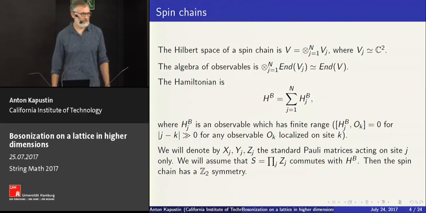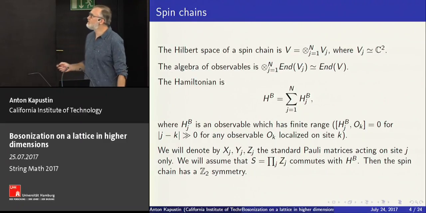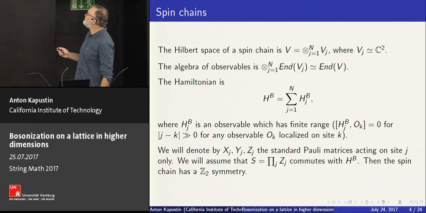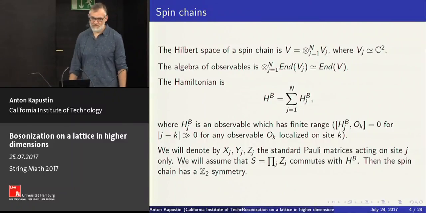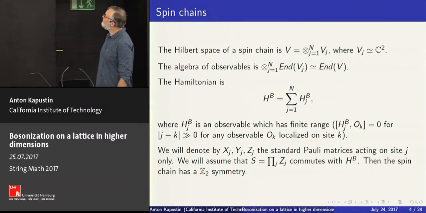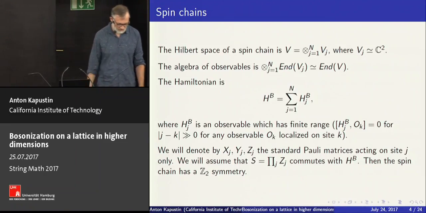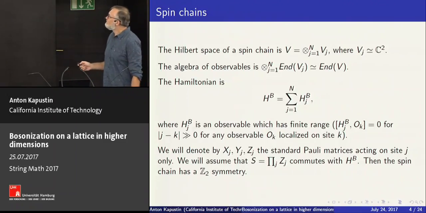Well, let me begin with reminding you what I'm trying to generalize. So, on the bosonic side, our basic model is a spin chain of some sort, and it's going to be this spin-1/2 chain. So the Hilbert space is a product of factors, where each factor is just the Hilbert space of a single spin-1/2 particle. The algebra of observables is simply the tensor product of these local endomorphism algebras, and the Hamiltonian is simply a sum of local terms like this.